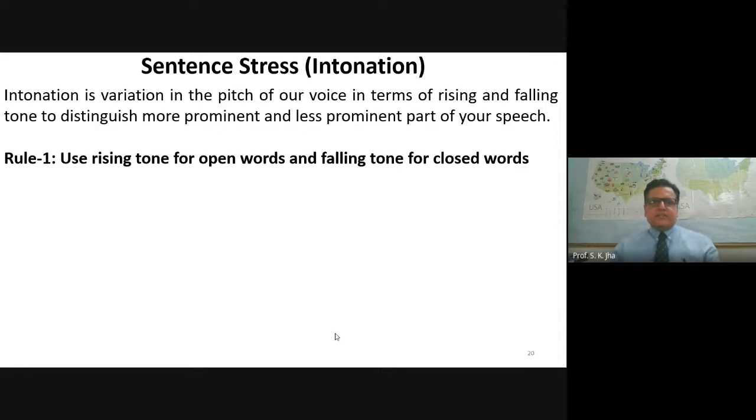So, by the way, sentence stress is also called intonation. And what is intonation? Intonation is variation in the pitch of your voice in terms of rising and falling tone to distinguish more prominent and less prominent part of your speech. Here again, we will see some rules.